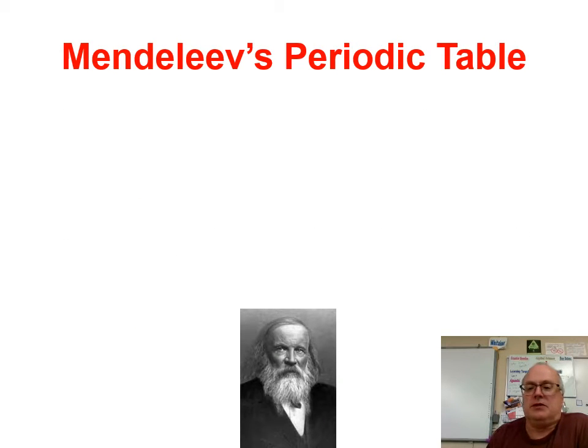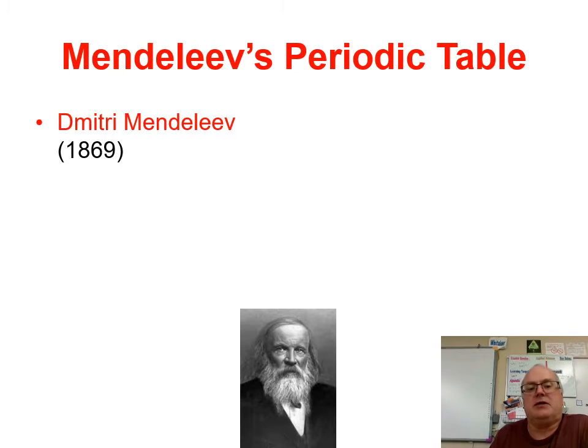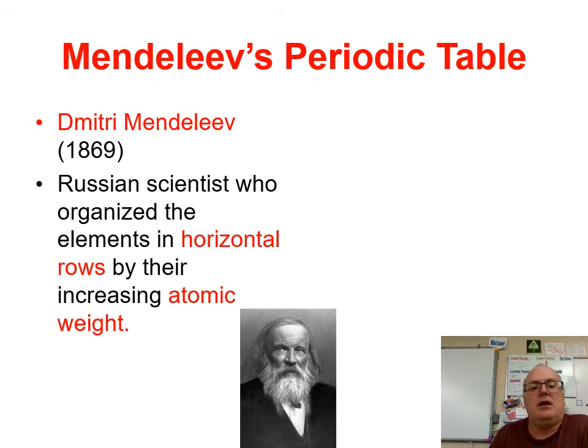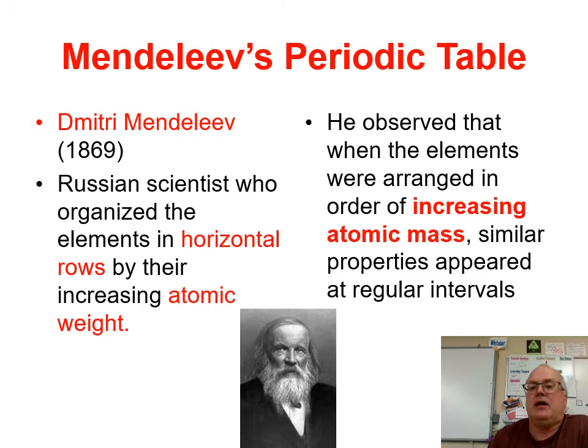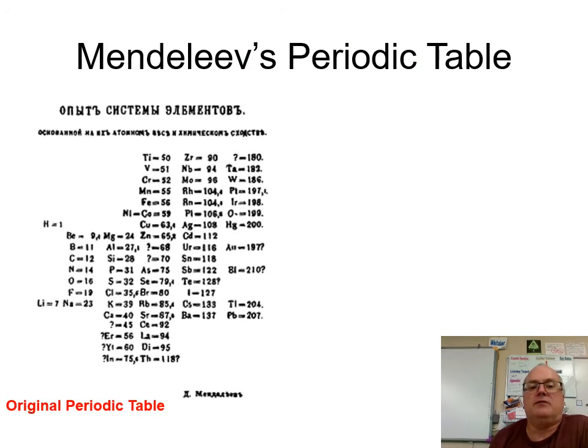The first person to actually recognize and try to arrange the elements in a pattern was a Russian scientist by the name of Dmitry Mendeleev. Mendeleev lived in the 1800s. He was able to arrange elements in horizontal rows, and he did so by their increasing atomic weight. And he observed that when the elements were arranged in order of increasing mass, similar properties would start to appear, and you would see a repeating pattern as the arrangement continued. So what Mendeleev developed was a periodic table that looked like this.